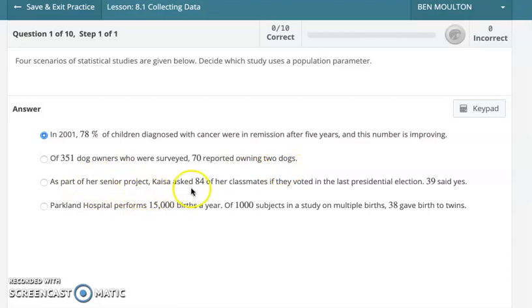As part of her senior project, Kaisa asked 84 of her classmates if they voted in the last presidential election. 39 said yes. Absolutely, that's a sample statistic. And this last one is going to be as well, because of the 1,000 subjects in a study of multiple births, 38 gave birth to twins. That's a sample statistic as well. I'm sure we got this one right.